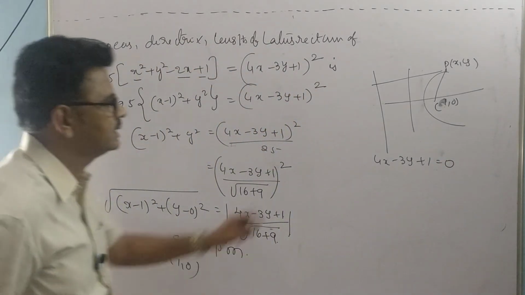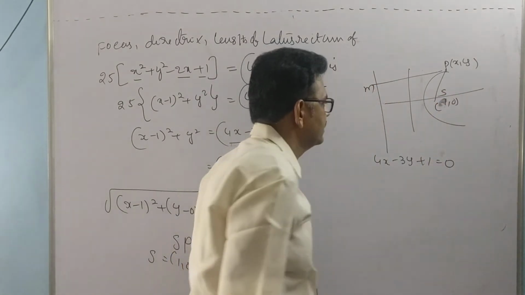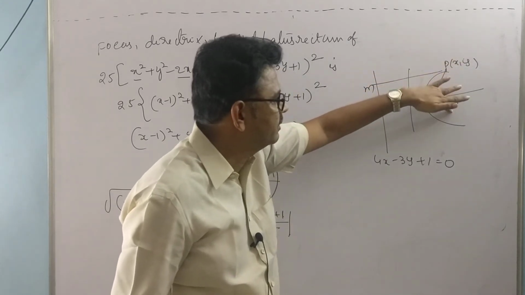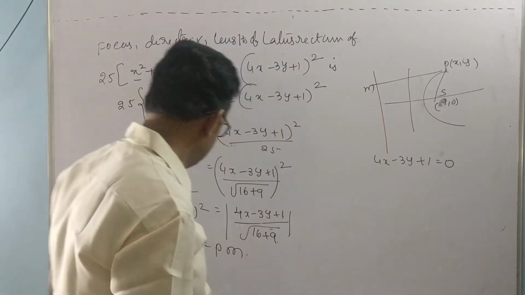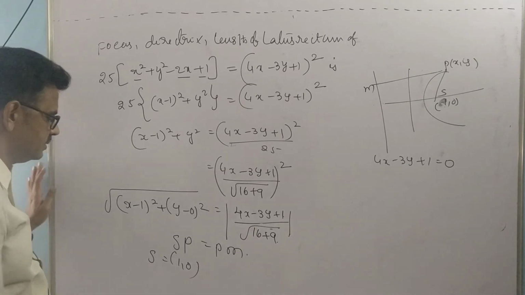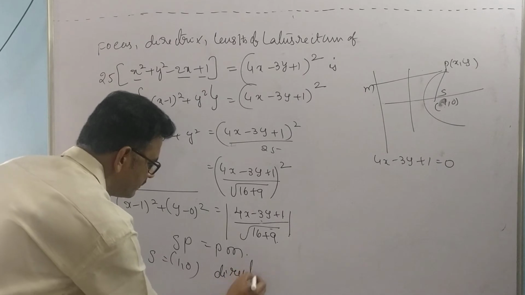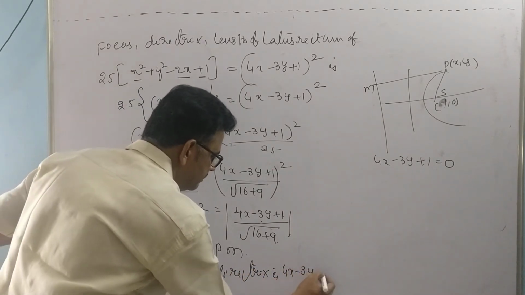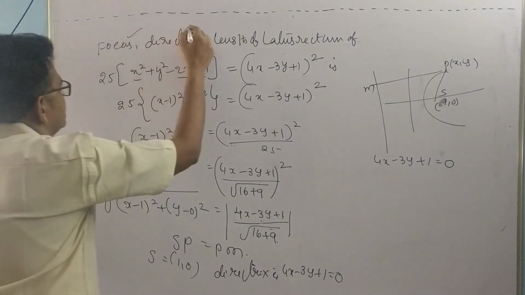SP is equal to PM, where S is the focus, P is a point, and M is the foot on the directrix. SP equal to PM: the square root of x minus 1 whole square plus y minus 0 whole square equals the length of the perpendicular from the point P to the directrix. This is of the SP equal to PM form, where S is the focus 1, 0, and the directrix is 4x minus 3y plus 1 equal to 0. So we have both the focus and the directrix.